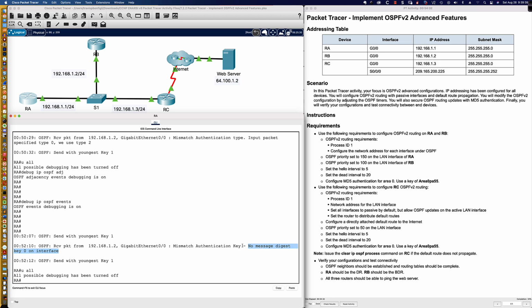So in other words, there's two things going on here. This right here is saying mismatched authentication key. The key is this, area 0, because remember, we issued the command area 0 authentication message digest on router B. So now router B is configured for type 2 authentication, which is why we no longer see that input packet specified type 0. That message is gone. What we see is no message digest key 0 on interface.